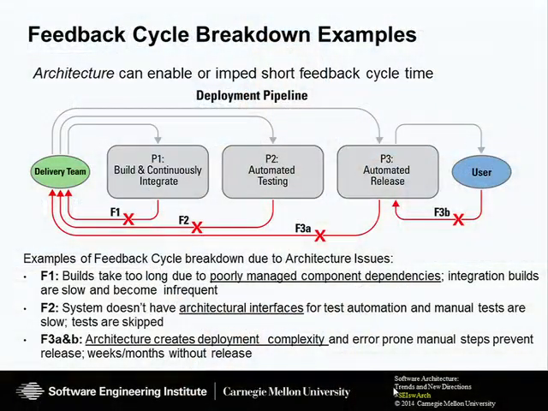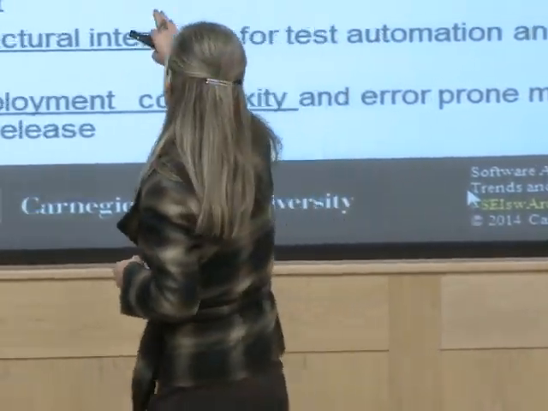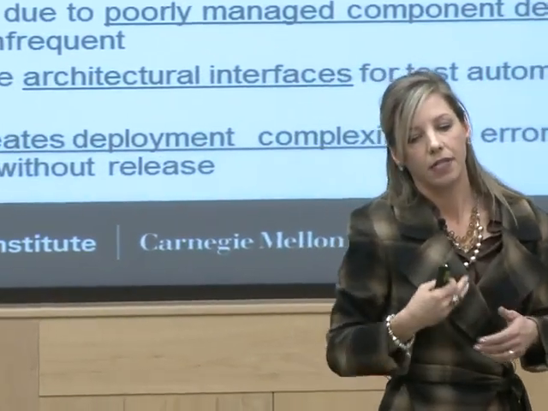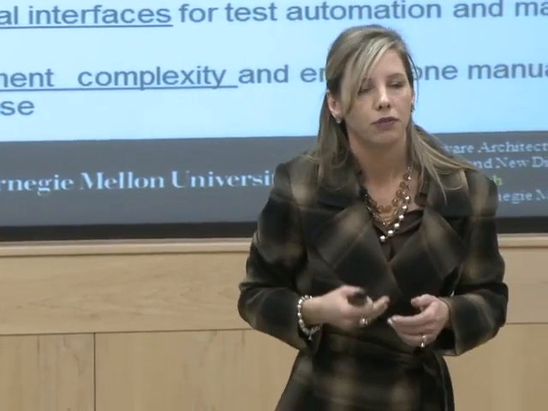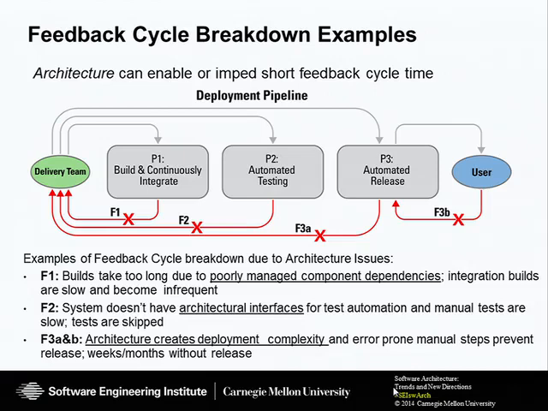With F2, the example here, and this maps to right here, is that a system doesn't have architecture interfaces for test automation. Manual tests are slow, tests are skipped, and for that reason, you actually don't end up getting some of the critical feedback you need in time to be able to keep the software moving out on the schedule that you want to move out.